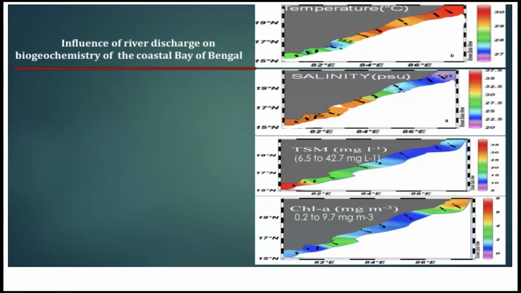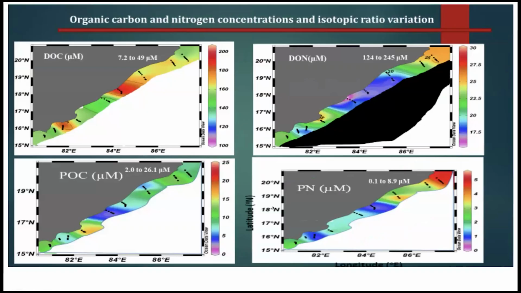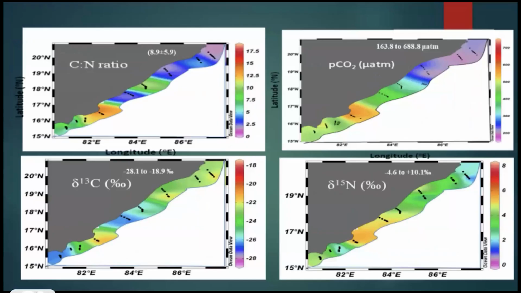So even the suspended matter, DOC, POC, were all higher towards the southern part compared to the northern part. The isotopic ratios also showed the similarity, with more depleted values in the southern part and lighter values towards the northern part, showing more in situ production in the northern parts, and also showing the impact of Mahanadi and Ganges. pCO2 levels were also high towards the southern part, which was significantly related to the bacterial activities, which I have not shown here.